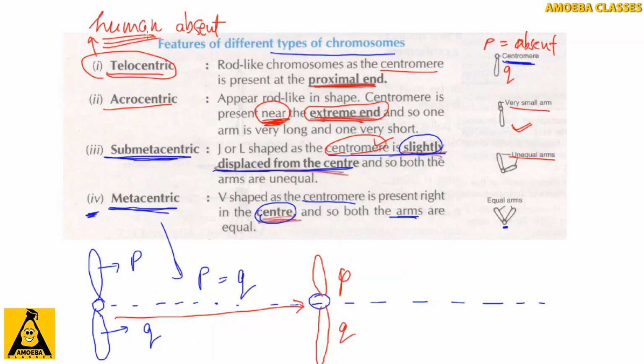Make sure to remember all these four types of chromosomes, and these are classified on the basis of the position of centromere. So make sure that you don't get confused.